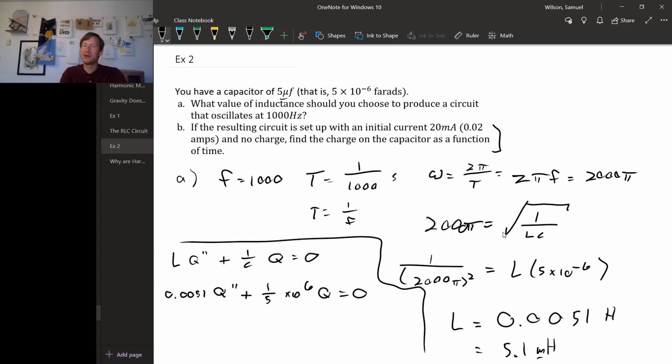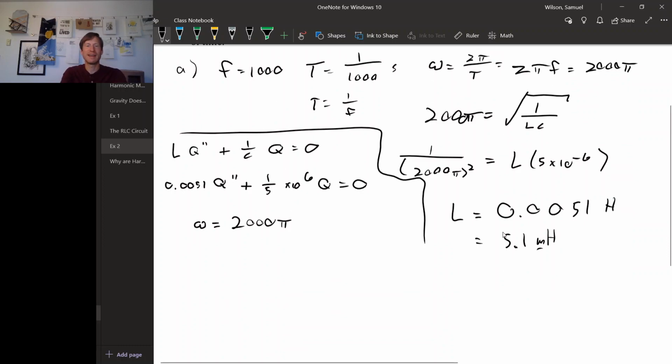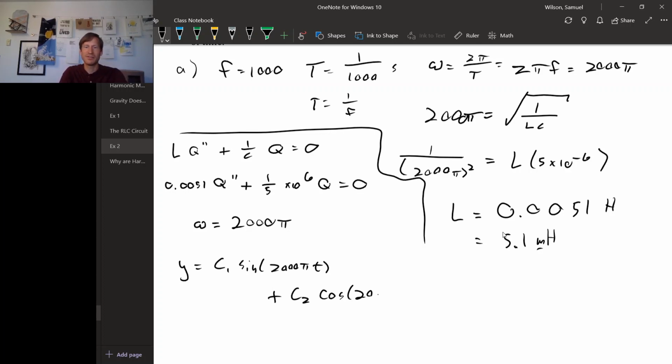Now we know what omega we should get: omega should be 2,000 pi. So we can jump directly to writing down our solutions. It's going to be some constant times sine of 2,000 pi times t, plus some other constant times cosine of 2,000 pi times t. Okay, now we just need to use our initial conditions to find these constants.